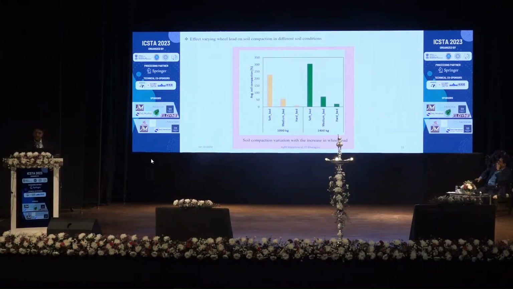The effect of the wheel load on the soil compaction in different soil conditions can also be seen in this figure, and from this figure we learned that the soft soil condition had the highest soil compaction at the 1400 kg normal load. As we increase the normal load, the compaction also increases because the void ratio between the soil particles gets reduced.